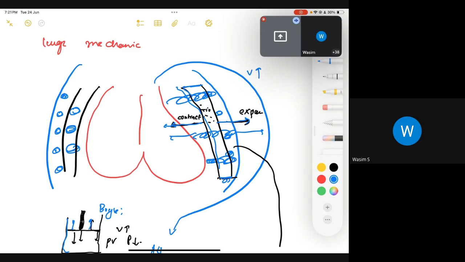So as the volume increases, what would happen to the pressure here? Pressure would decrease, right? So can't I say that Boyle's law is going to apply here? In the end, the pressure would decrease to such an extent that it becomes a negative pressure, right? And this negative pressure is going to help us during our breathing cycles, inspiration and expiration.